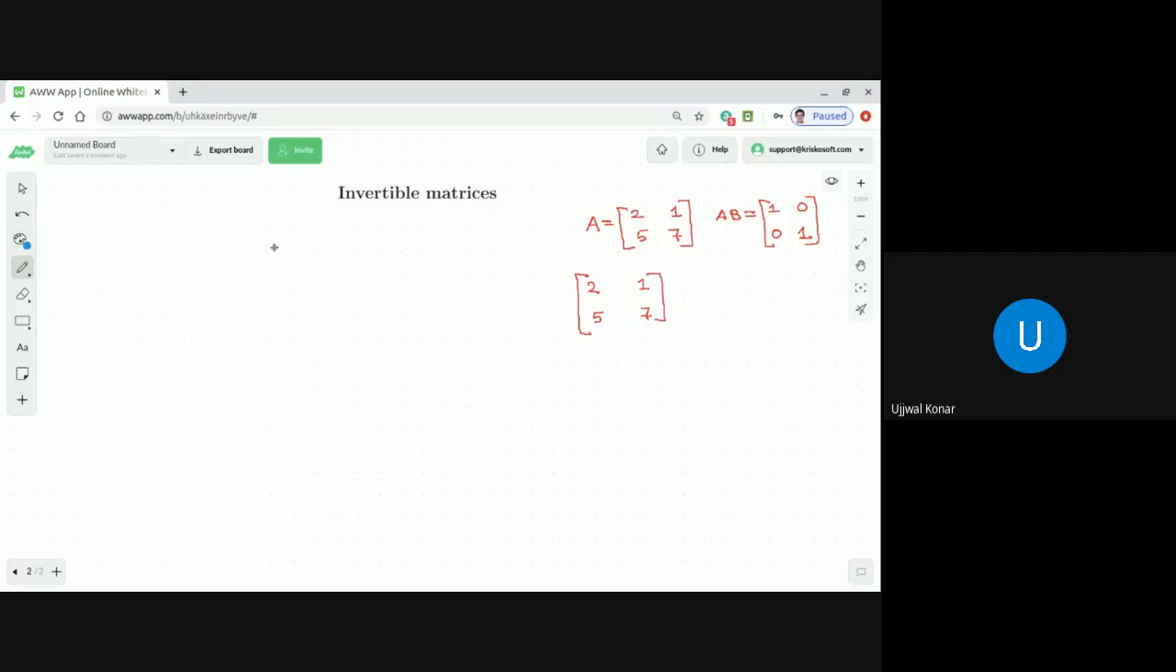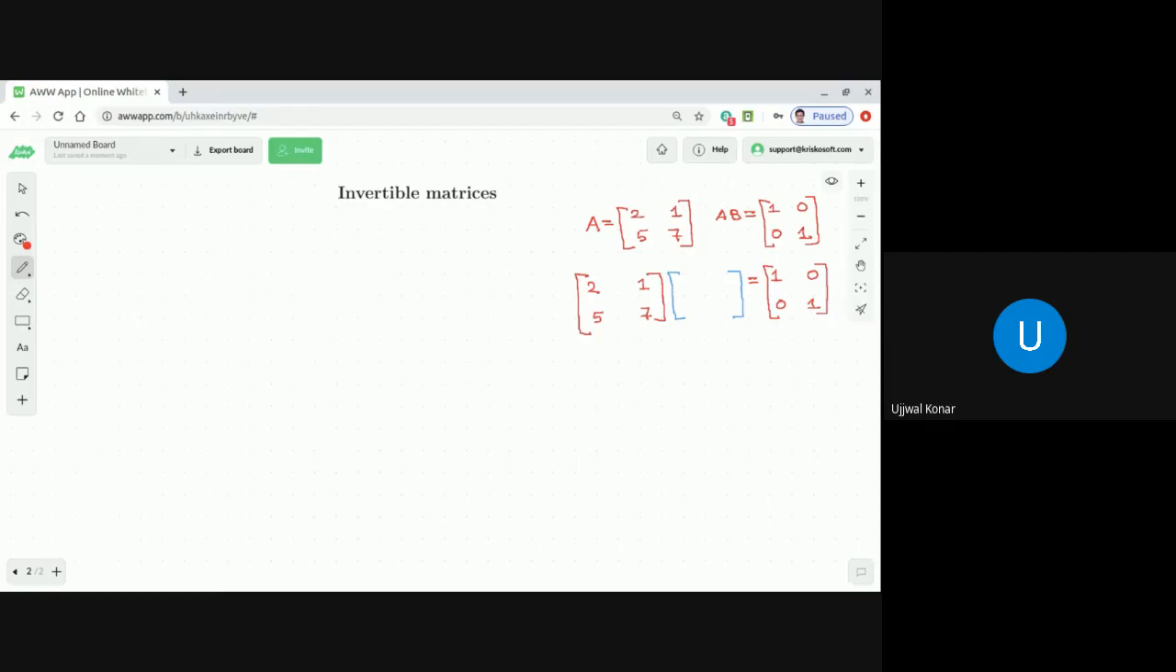Let me write it in a different color. We need to find a matrix so that the resultant matrix that we are going to get becomes an identity matrix. That is the identity matrix of order 2: 1, 0, 0, 1.